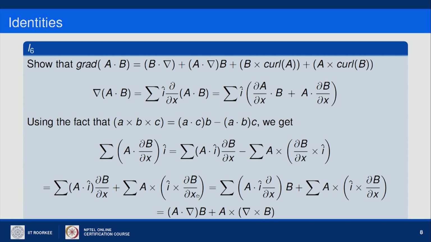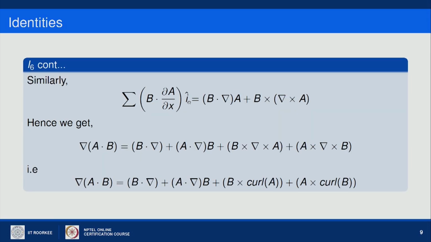So, this way A dot I del B over del x minus A cross I cross del B over del x equals A dot I del by del x, where del by del x I have taken inside like we have done in the earlier identity, plus A cross I cross del B over del x. This I can write as A dot del operating on B plus A cross del cross B. So, I am getting this from this term. The second term similarly I will get from the first term, which is given as B dot del A over del x, and I can write it in this way. Hence, adding these two I will get the required identity.